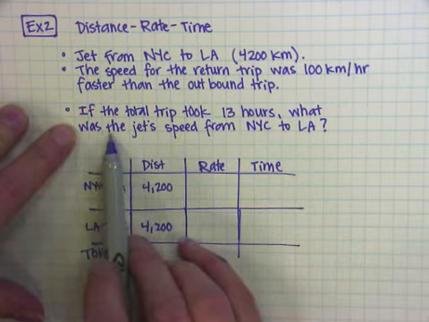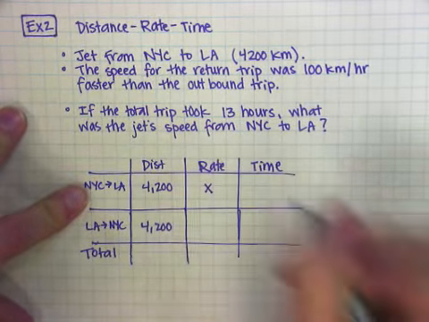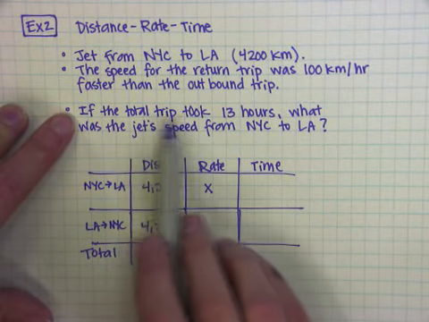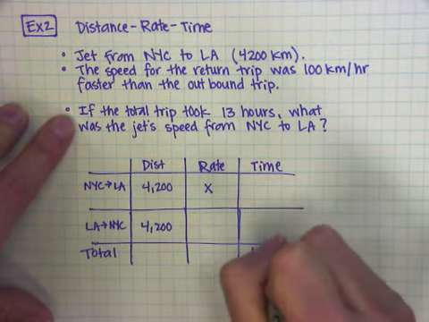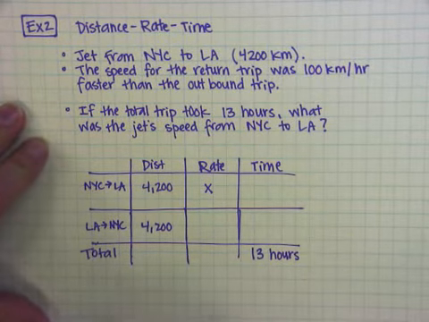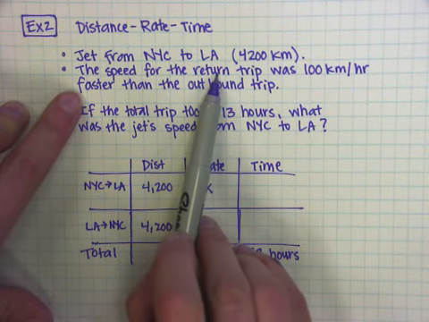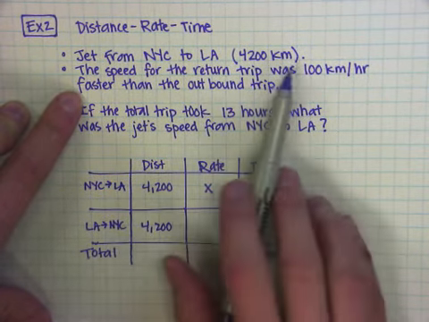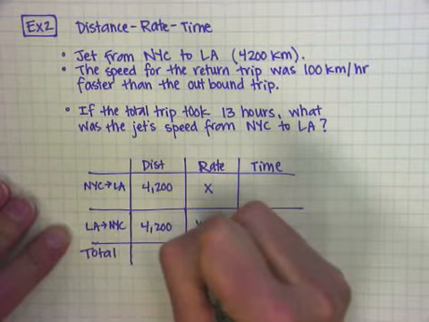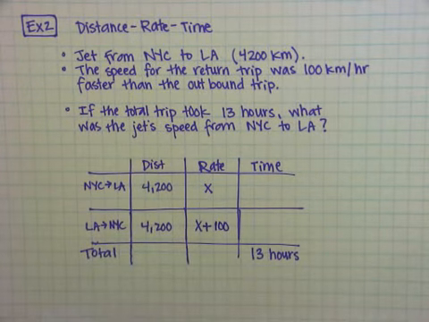So it says, what was the jet speed from New York to LA? So that's my x. I don't know what it is. The time, well, I know the total trip time took 13 hours. So I'm going to put that in my time. And then let's see, is there any other information that I can get? Well, the speed of the return trip, so that's coming back from LA, is 100 miles an hour faster than the trip there. So this is going to be x plus 100 because it's 100 miles faster.